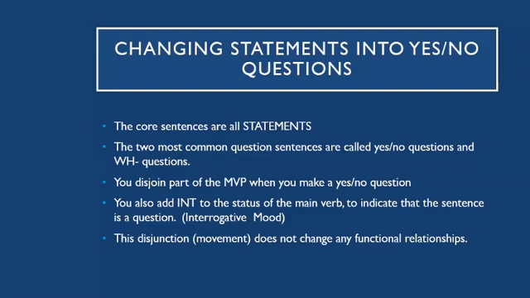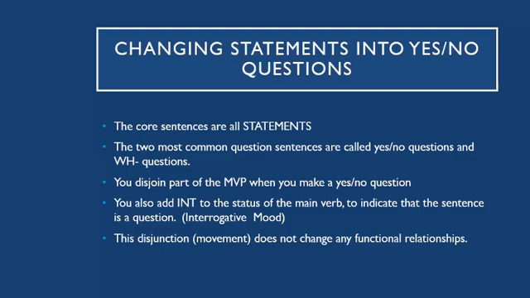Now, so far we have seen the MVP, the main verb phrase, together as a statement, in the same position. But what happens when you make a yes/no question? What you do is you disjoin the main verb phrase, right? You take part of the main verb phrase and you put it at the beginning of the sentence, right? Because for example, if I say you are a student, you see are is the main verb phrase.